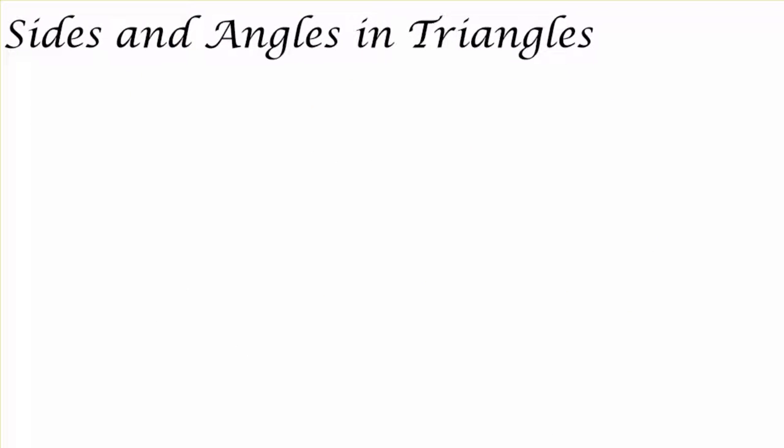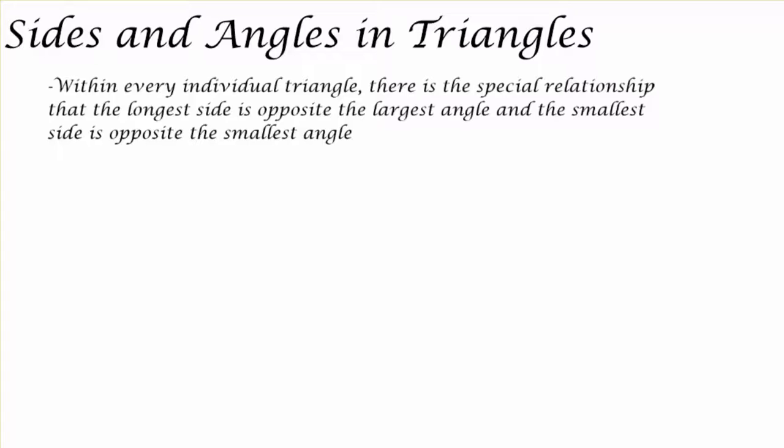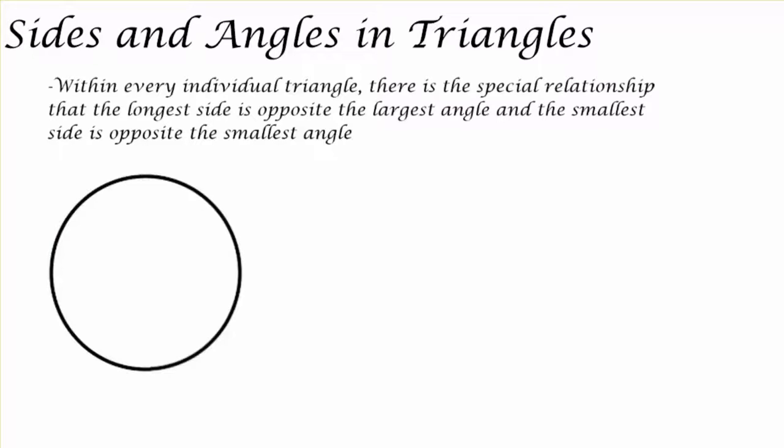Welcome to the lesson about sides and angles in triangles. In this lesson, we will look at the particular relationships that sides and angles have within individual triangles. Within every individual triangle, there is a special relationship: the longest side is opposite the largest angle, and the smallest side is opposite the smallest angle.